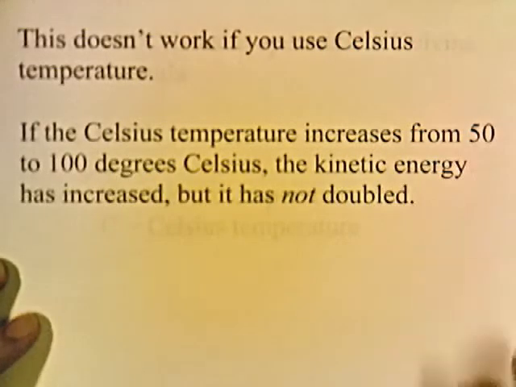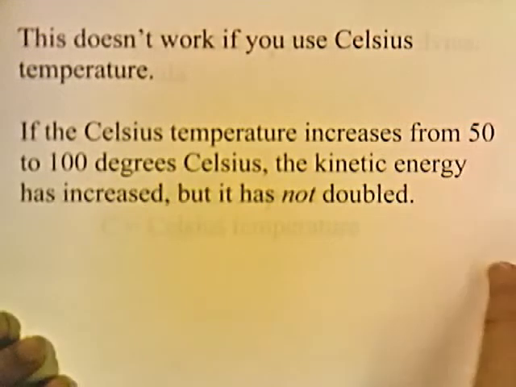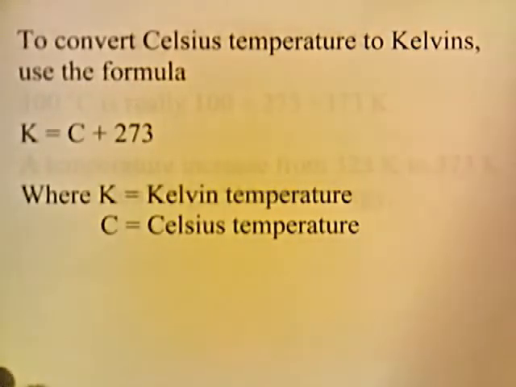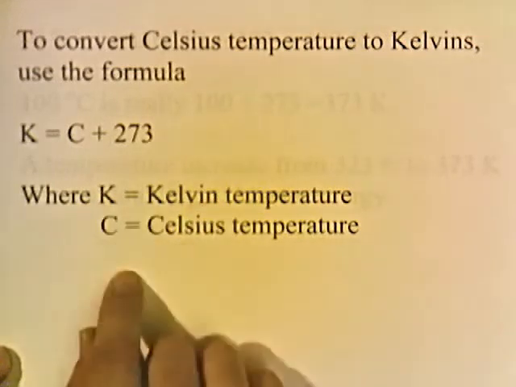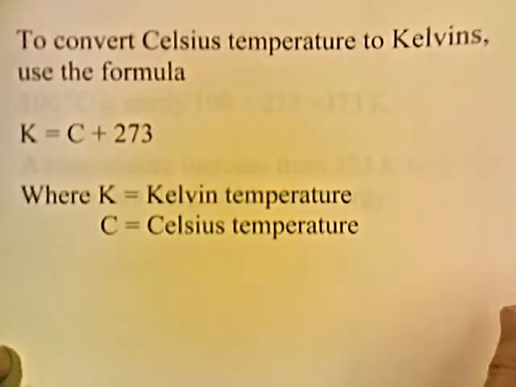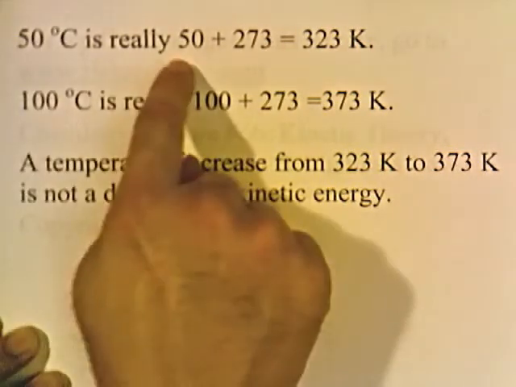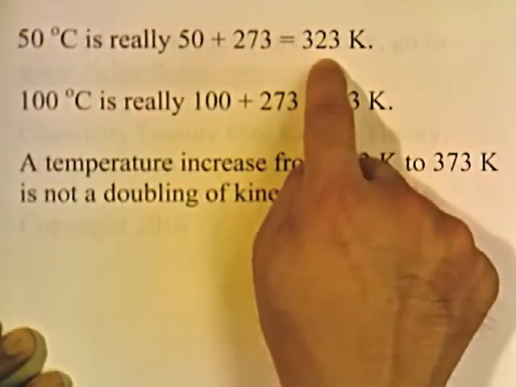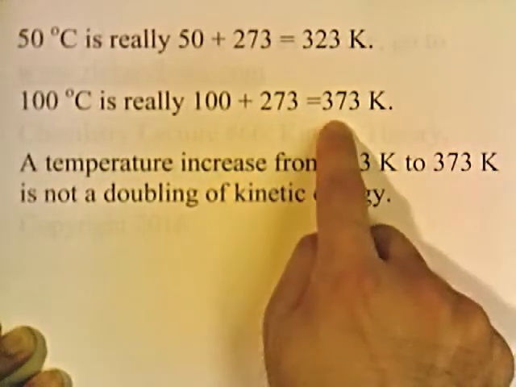Now this doesn't work if you use Celsius temperature. If the Celsius temperature increases from 50 to 100 degrees Celsius, the kinetic energy has increased, but it has not doubled. To convert Celsius temperature to kelvins, use the formula K equals C plus 273, where K is the Kelvin temperature and C is the Celsius temperature. So that means that 50 degrees Celsius is really 50 plus 273, or 323 Kelvin, and 100 degrees Celsius is really 100 plus 273, or 373 Kelvin.